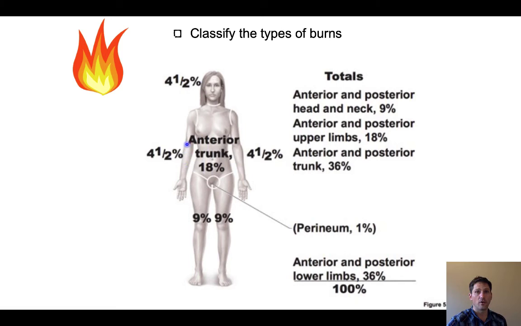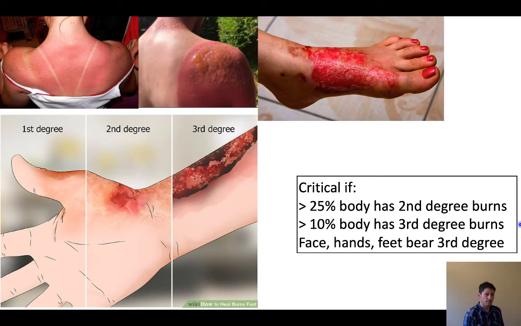If we look at our anterior and posterior upper limbs, so 4.5 on the anterior portion of one limb, so there's 4 of them, that gives us 18%. Our anterior trunk is 18%, our posterior trunk is 18%, so therefore we have about 36%. Perineum region is about 1%, but then our anterior and posterior lower limbs are about 36%. So this adds up to 100% of our body.